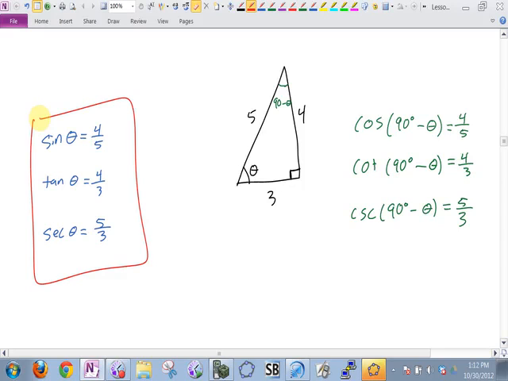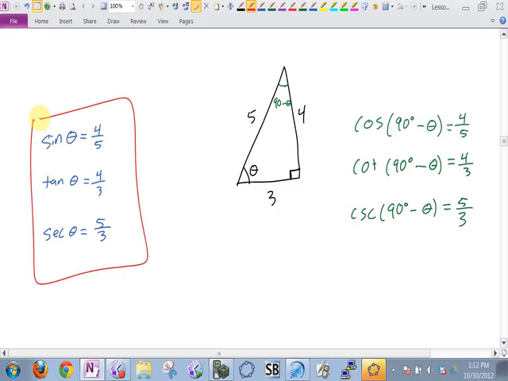Sine and cosine are co-functions. If you input complementary angles into them, because isn't that what that is, a complementary angle, you'll get the same outputs. Tangent and cotangent are co-functions. If you plug in complementary angles, you'll get the same output. Secant and cosecant are co-functions. If you input complementary angles, you get the same output.